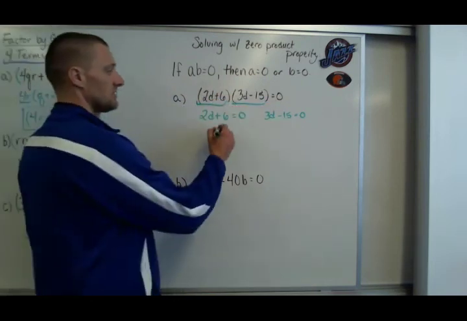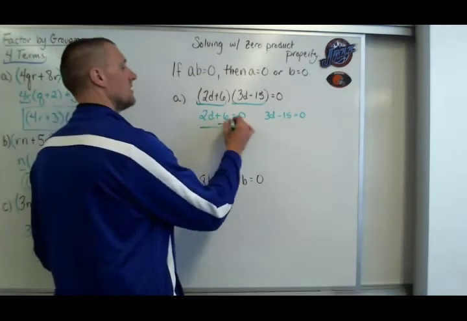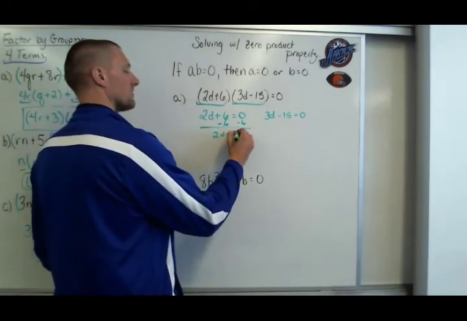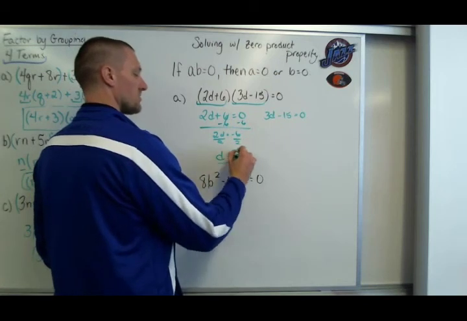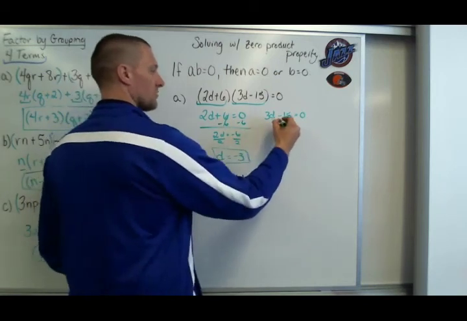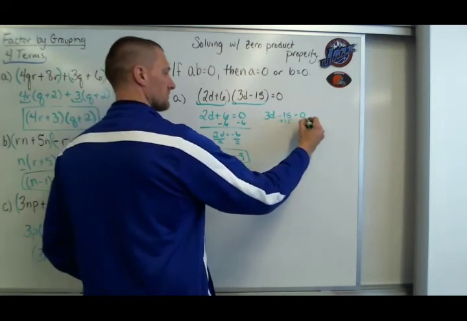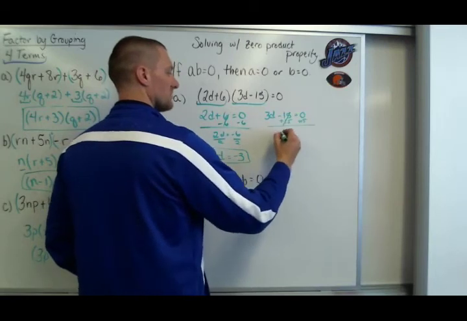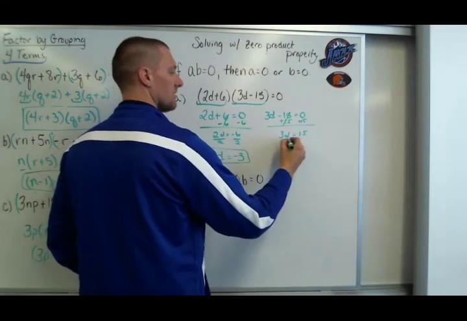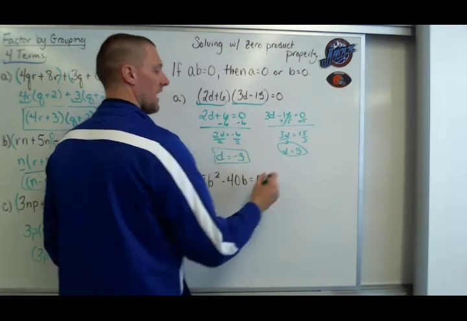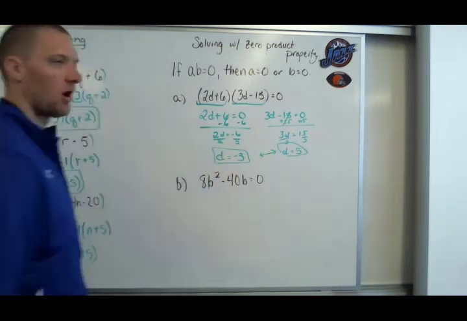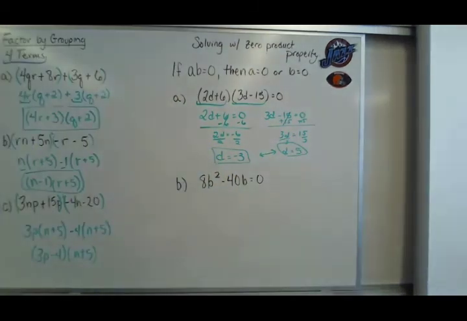Okay, so we solve this. This is just solving an equation. So subtract 6. You get 2D equals negative 6, divided by 2, and D equals negative 3. There's your first answer. Solving this one, you add your 15. So those cancel. You get 3D equals 15, divided by 3, and so D equals 5, and those both are your answers to this problem. So these ones will have 2.